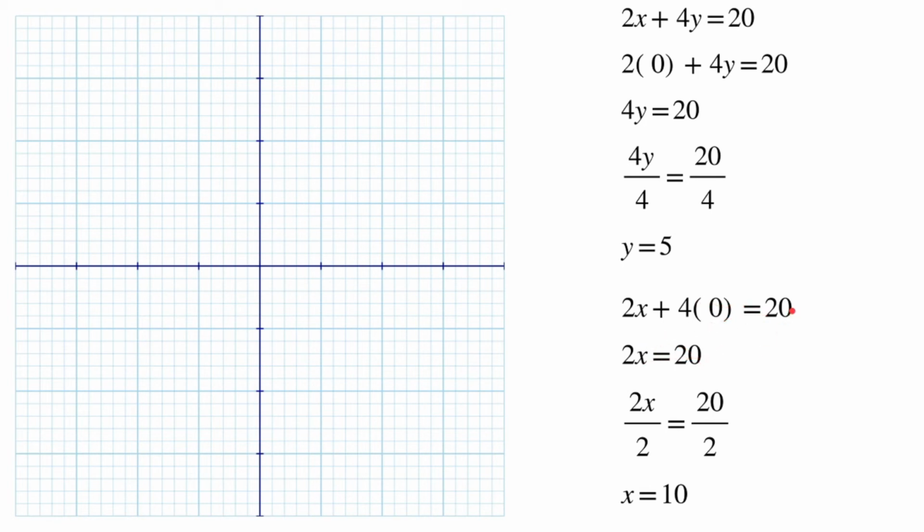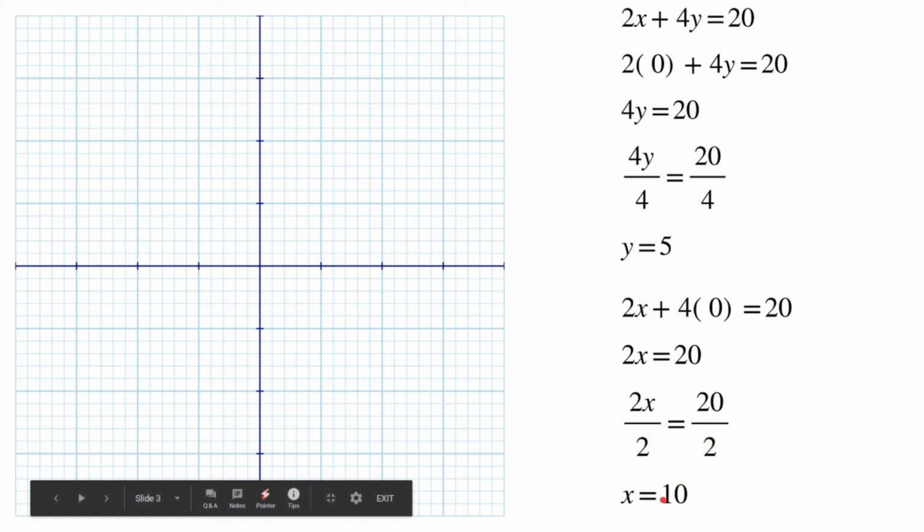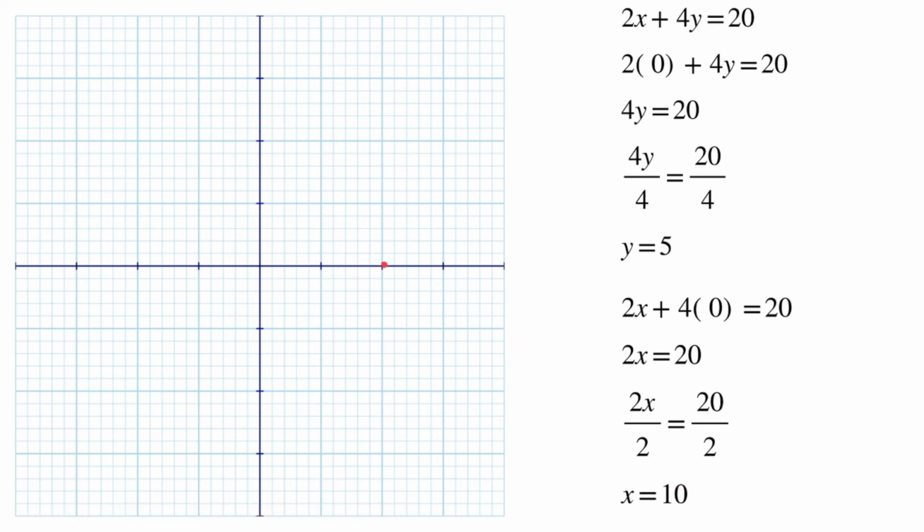You get 2x equals 20. To get x by itself, divide both sides by 2. And you're left with x equals 10. So that means when x is 10, y is 0, so my other point would be right here. You'd graph it, and there's your line. You get your two intercept points, here and here, and then you just connect them, so that's a line.